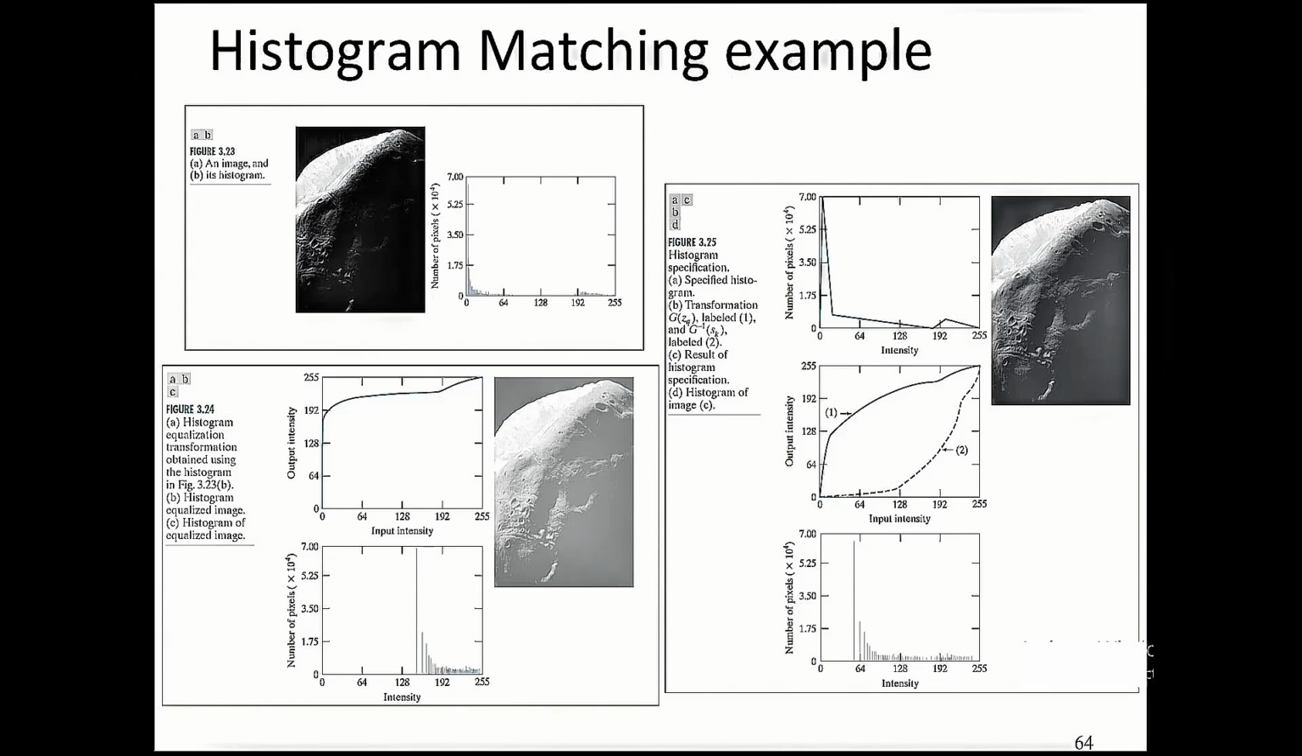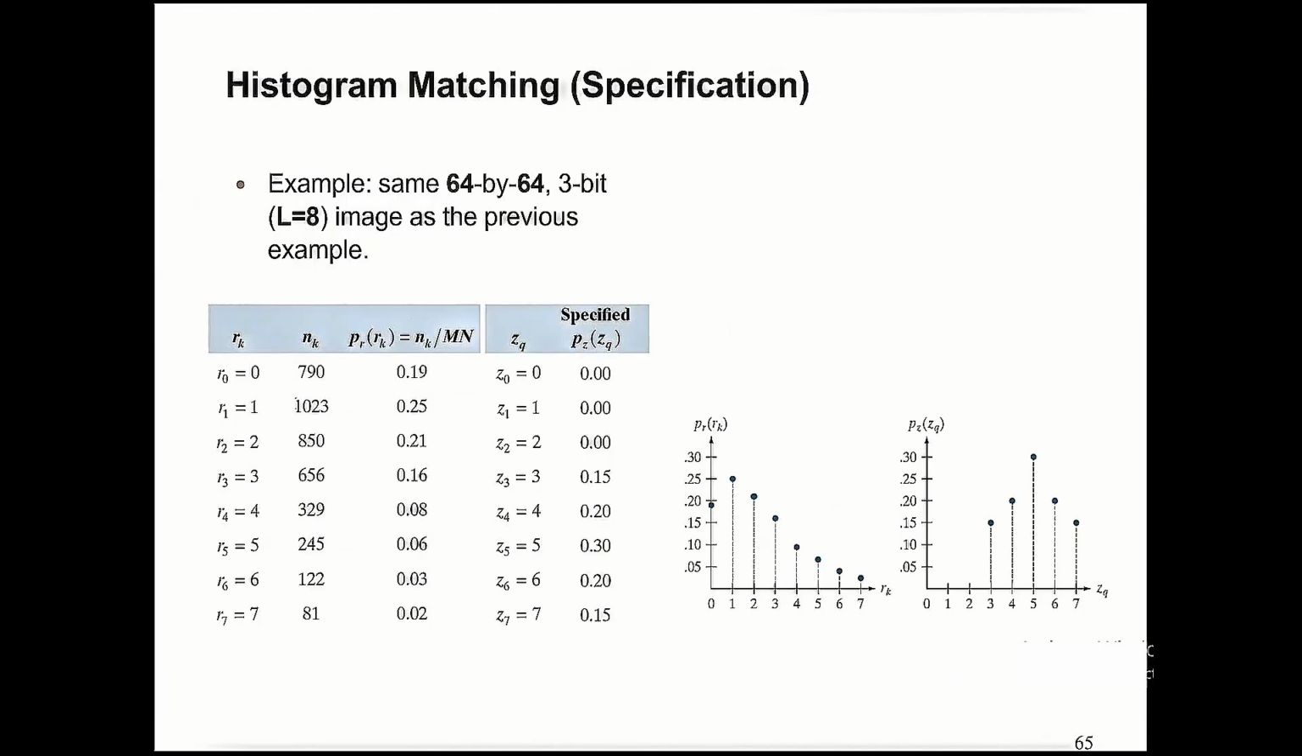Now the thing is, if I give you an image, how do you do this? Let's say you have a 64 by 64 3-bit image, and we did this example before. These are the values of the image from 0 to 7. This is the number of pixels inside that 64 by 64. How many times is it repeating? It is repeating 790 times. Now what is the probability? 790 divided by 64 by 64, and so on for each value. You get the probabilities. This is one of the tables.